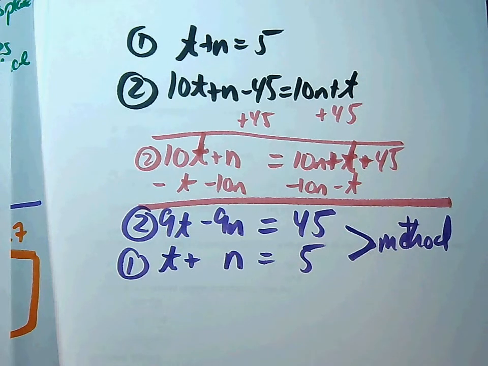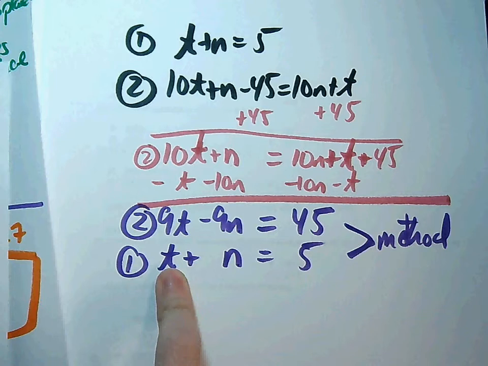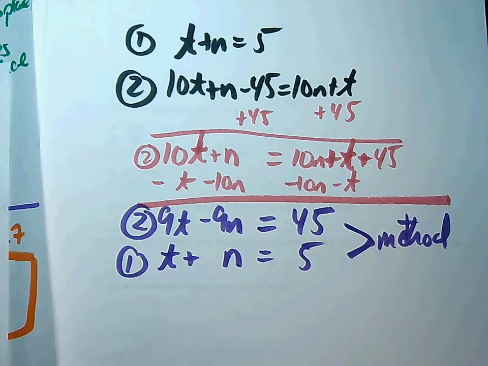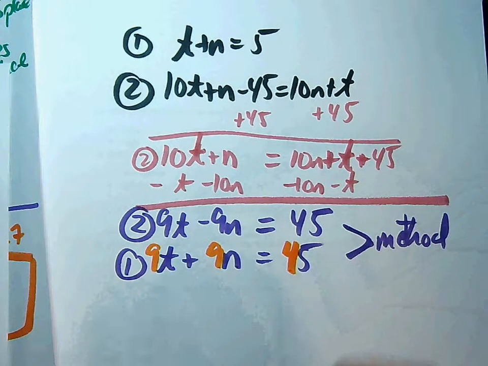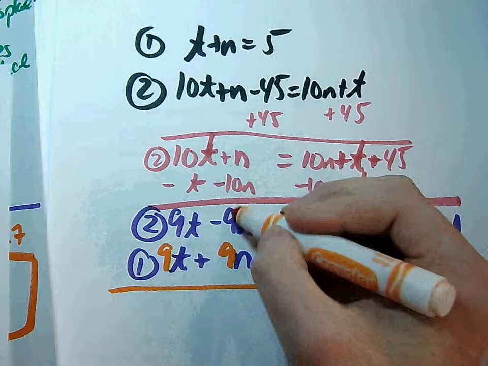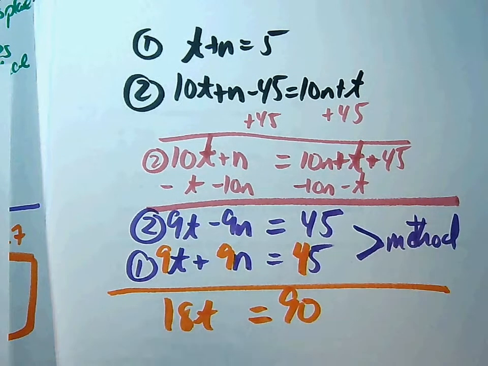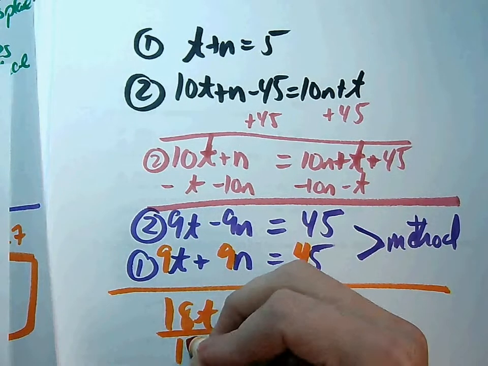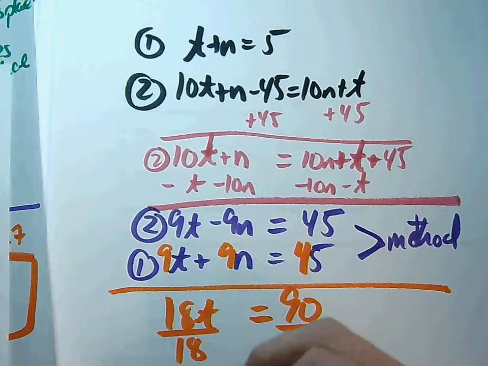I would probably just do elimination. But it'd be super easy to do substitution as well. But for me, I can easily just multiply by 9 and add straight up and down. So that's going to give me 18t equals 90. Divide by 18. And t is going to equal 5.